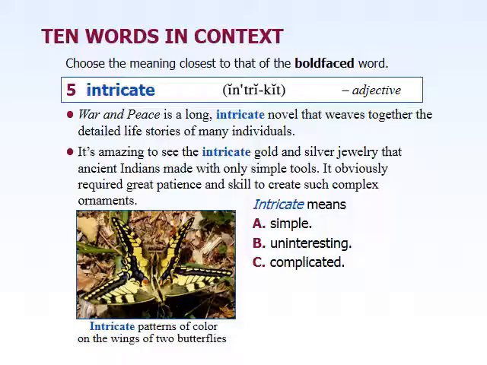Our next word here is intricate. And we'll notice with this pronunciation that even though it ends in "ate," it's not pronounced "ate." And generally, I think pretty much always, that means it's either an adjective or a noun, but it's not a verb. So War and Peace is a long, intricate novel that weaves together the detailed life stories of many individuals. It's amazing to see the intricate gold and silver jewelry that ancient Indians made with only simple tools.